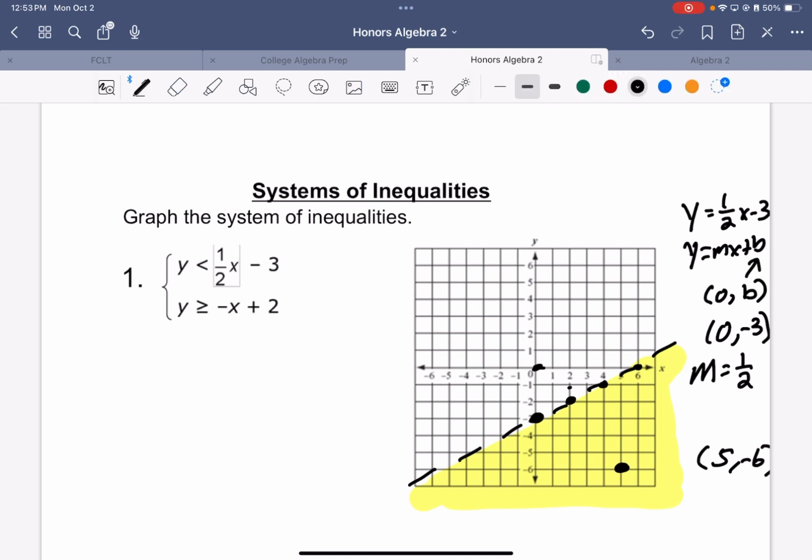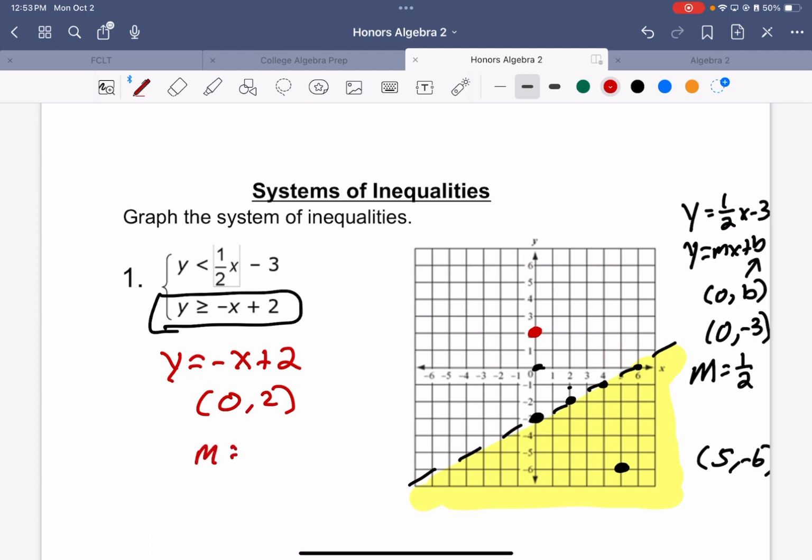Now we jump to the second one. Well, here's our second one. Again, we're going to treat it just like it was an equation. My y-intercept is the point (0, 2). So I put a point at (0, 2). My slope is negative. So my slope is -1 over 1. Down 1 over 1, down 1 over 1. I only need 2 of them. It's easier to draw it straight.